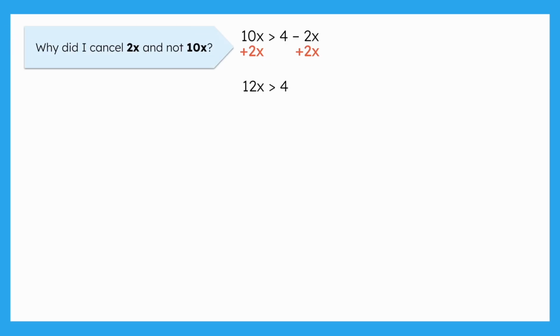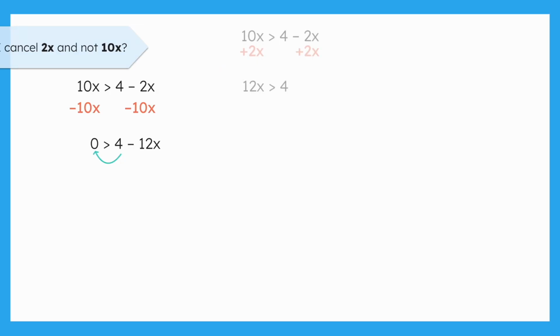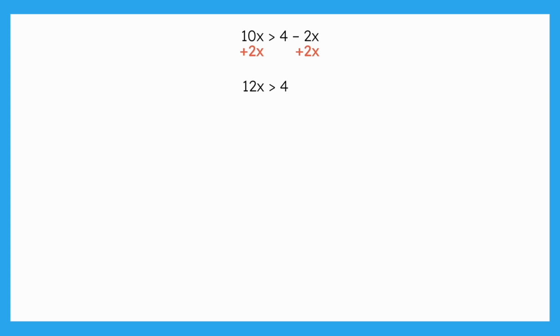Why do you think I chose to cancel the 2x and not the 10x? Do you see how this 10x is the only term on the left side? If I cancel the 10x, I'll need to move the 4 over here to isolate the variable term to finish solving. But when I cancel the 2x, the 4 can stay where it is, and I just have one more step to solve this inequality, which is dividing both sides by 12. When I divide both sides by 12, I'm left with the solution x is greater than 4 over 12, which reduces to 1/3.